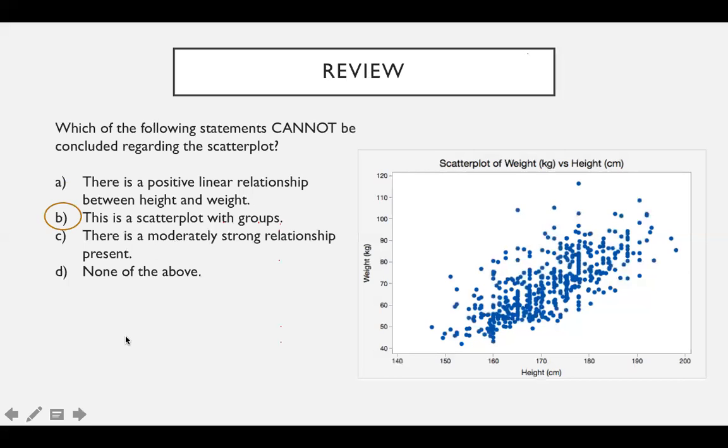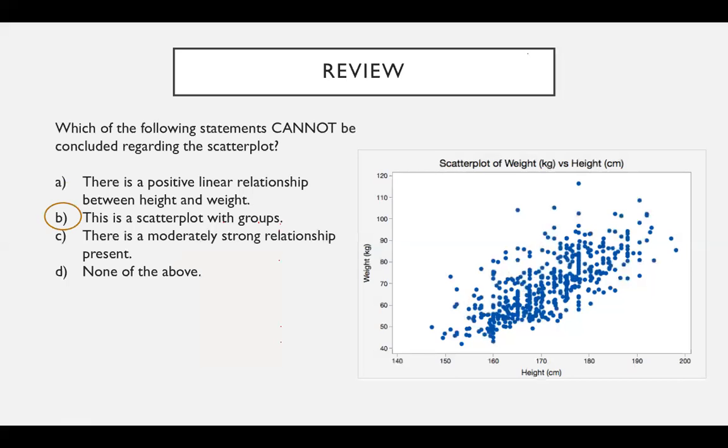And none of the above, no. A and C are right. But this is not a scatter plot with groups. As I showed you before, a scatter plot with groups has different points on it. So there's 2 categories of points in the chart. So this is only one. Each point represents the same type of category.